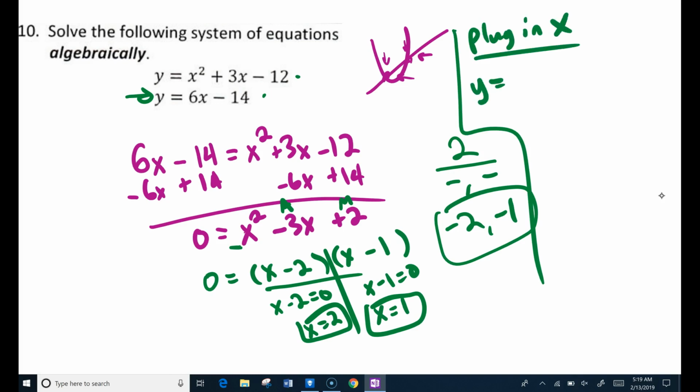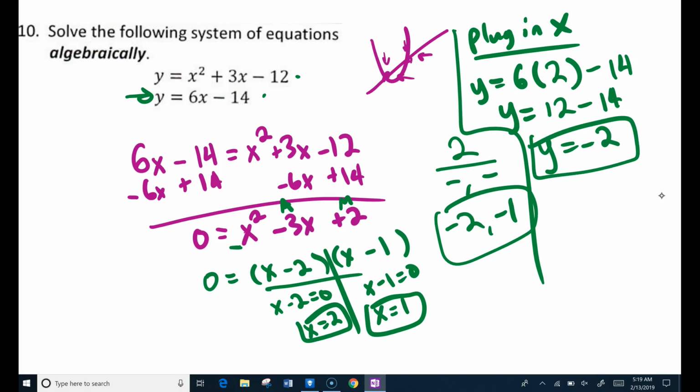So y equals 6 times 2 minus 14. 6 times 2 is 12, minus 14 gives me y equals negative 2 as one of my y values. And as I'm substituting in for my other one, 6 times 1 minus 14, 6 minus 14 equals negative 8.